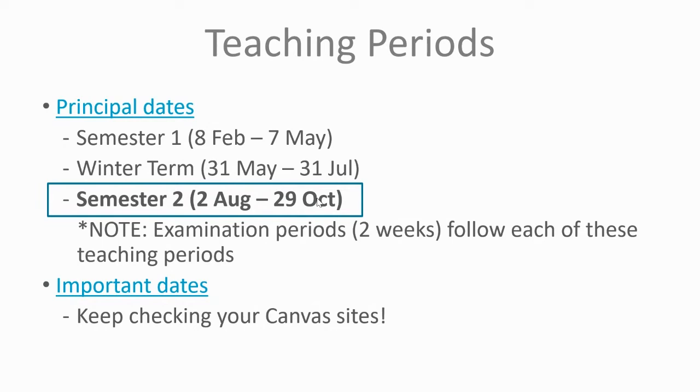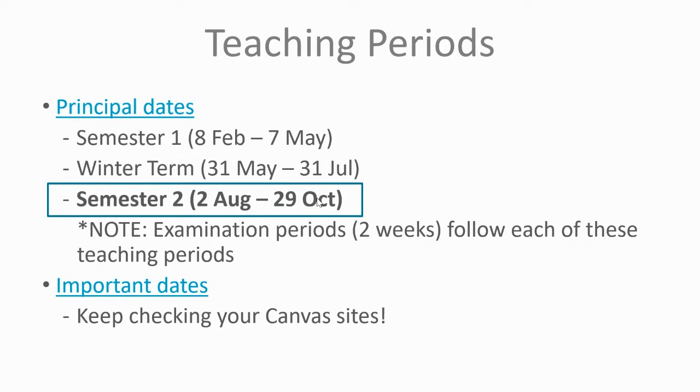Semester 1 and winter term have all, well, semester 1's obviously passed, winter term's about to be over, but I left them up there just so you could see roughly the structure of each year. So you will have 13-week-long semesters. That means 13 weeks of classes, so lectures and labs and workshops and tutes. And then at the end of the 13 weeks, you have a 2-week examination period.